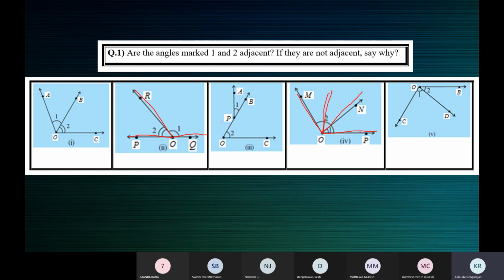So in figure 4, they have a common vertex, they have a common arm, but the non-common arms lie on the same side of the common arm. So you can understand like this, that the common arm should be in the middle. See here, the common arm is in the middle. OB is the common arm. It's in the middle. The non-common arms are on either side.